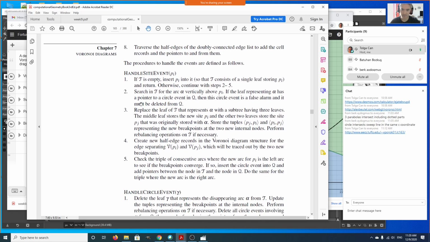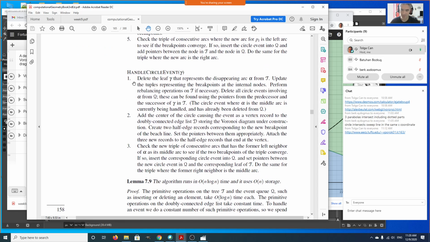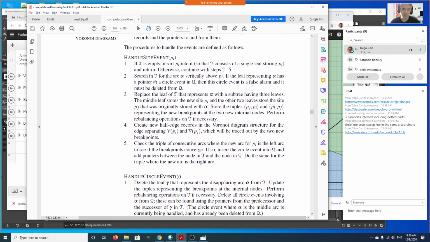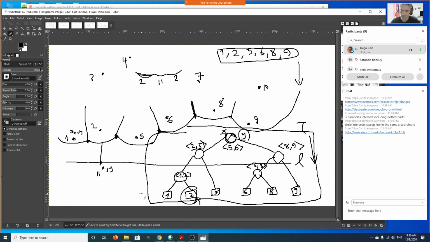Now here is the important part. Look at the pseudocode, it's just like a paragraph written step by step, and this is also like that. It's like a huge paragraph in three steps. So how do we handle a site event? If the status structure is empty, we just add the site into it as a single leaf node, and that's it. If the status structure is not empty, we search for the arc that is vertically above the site.